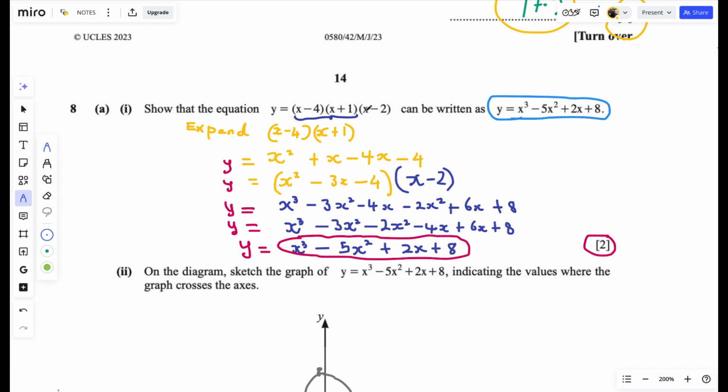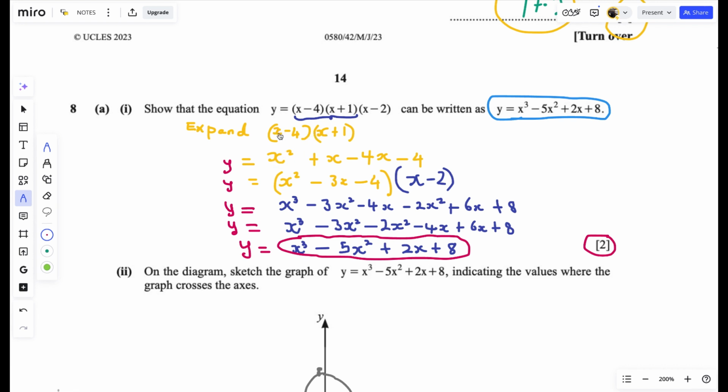It's just to expand. First, you take the first two brackets and expand them, you get a polynomial, and then whatever you get from the first two, you expand with the third one. So we start with the first one: x minus 4 in one bracket and x plus 1 in another. We take the first x multiplied by x, we get x squared.